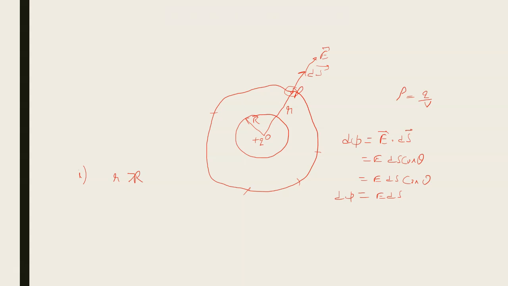Therefore, the flux through the whole Gaussian sphere will be phi equals closed integral of E dS, or this will be E times integral of dS. So what is the integral of dS? Integral of dS is 4 pi r square, that is the area of the sphere. So flux will be equal to E times 4 pi r square. This is our equation number 1.